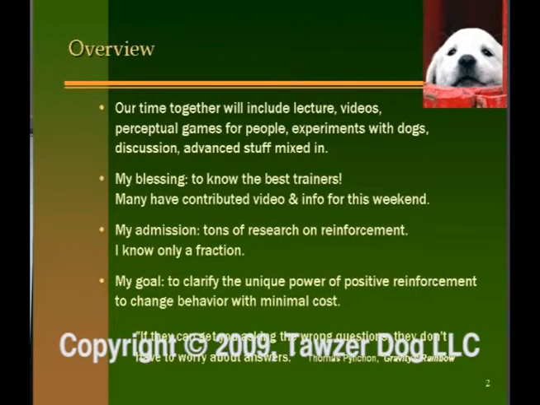Our time together today and tomorrow will include lecture, videos, perceptual games for people, I told you that, experiments with dogs if we can drum up some dogs, discussion, and I want some of the advanced stuff mixed in throughout. So for the advanced trainers in here, I think sometimes what happens is you say, I will sit through all the repeat stuff in the beginning and the advanced topics, the new stuff, will be at the end. I want to keep you awake and interested, so I'm going to mix them in.